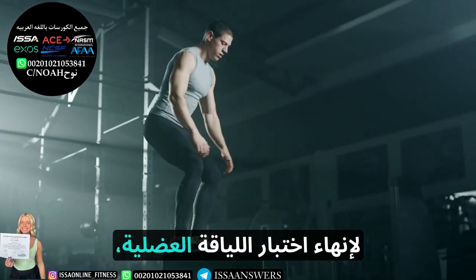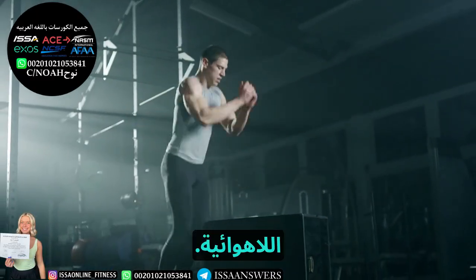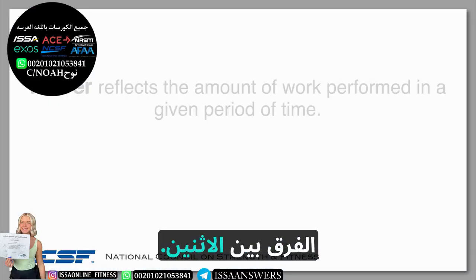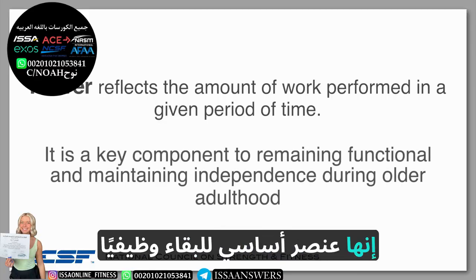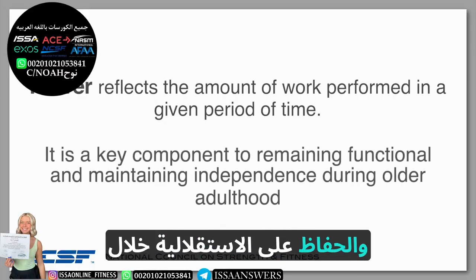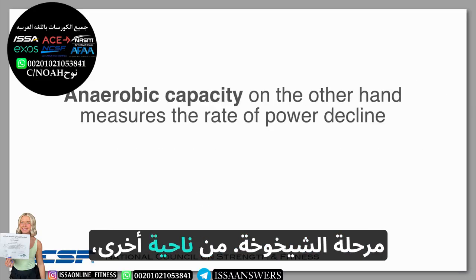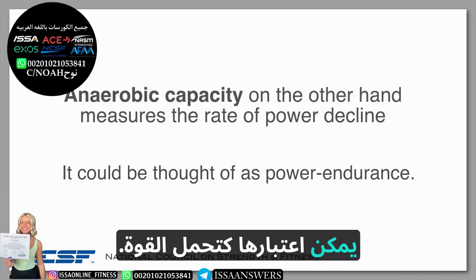To finish muscular fitness testing, let's take a quick look at power and anaerobic capacity assessments. First, one should understand the difference between the two. Power reflects the amount of work performed in a given period of time. It is a key component to remaining functional and maintaining independence during older adulthood. Anaerobic capacity, on the other hand, measures the rate of power decline. It could be thought of as power endurance.